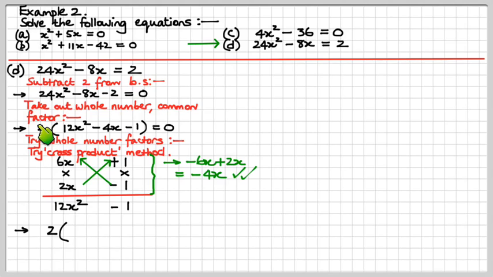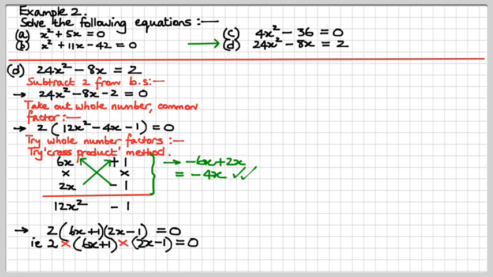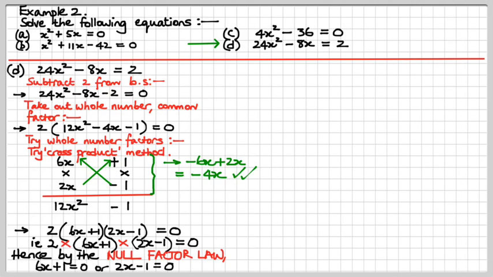Remember, it had a 2 times out the front. Then this quadratic trinomial becomes that. Now we can null factorise it, guys, and we can get that. And so obviously the 2 can't equal 0, but we can say 6x plus 1 equals 0, or 2x minus 1 equals 0.